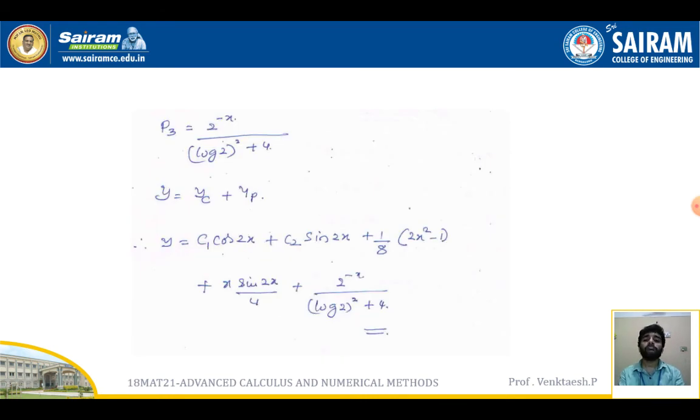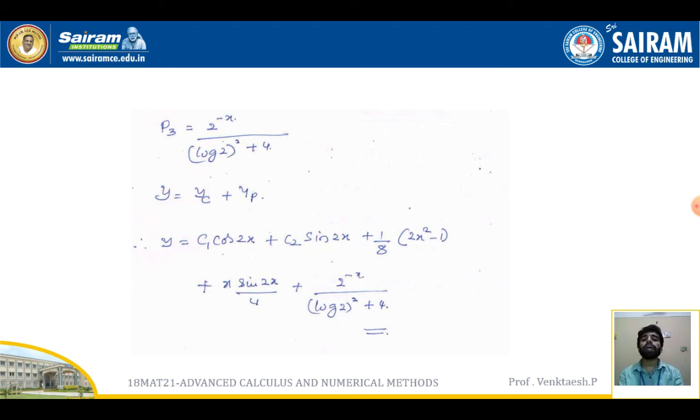So here we can't simplify directly. I'm going to convert this 2 power minus x as e power log 2 whole power minus x, or we can make it like e power 1 by log 2 into x. So since the function is 2 power minus x, it will become e power 1 by log 2 into x. I can write it here. So on replacing the constant d value here, I'll get p3 as 2 power minus x divided by 1 by log 2 whole square plus 4.